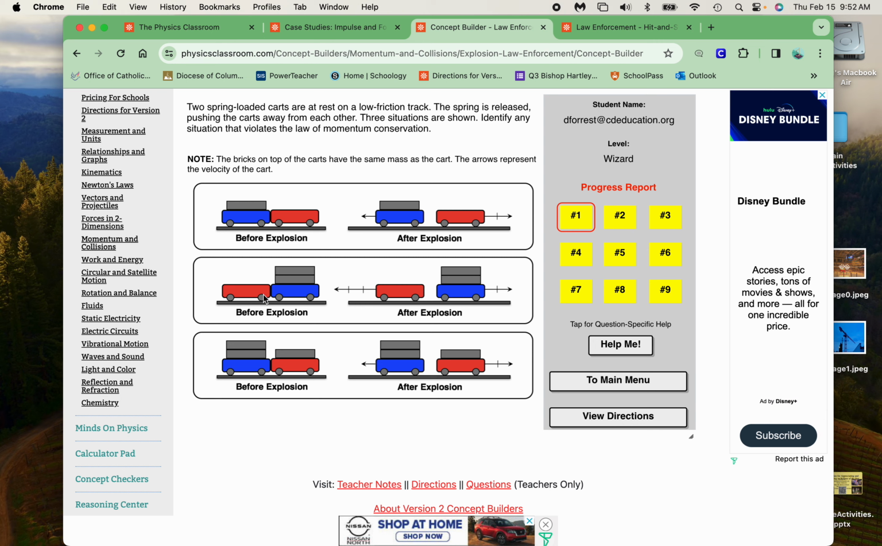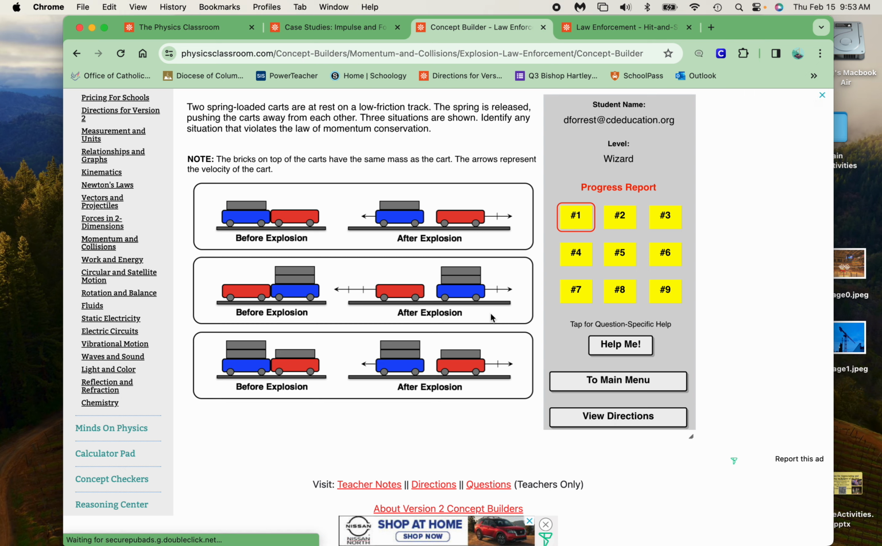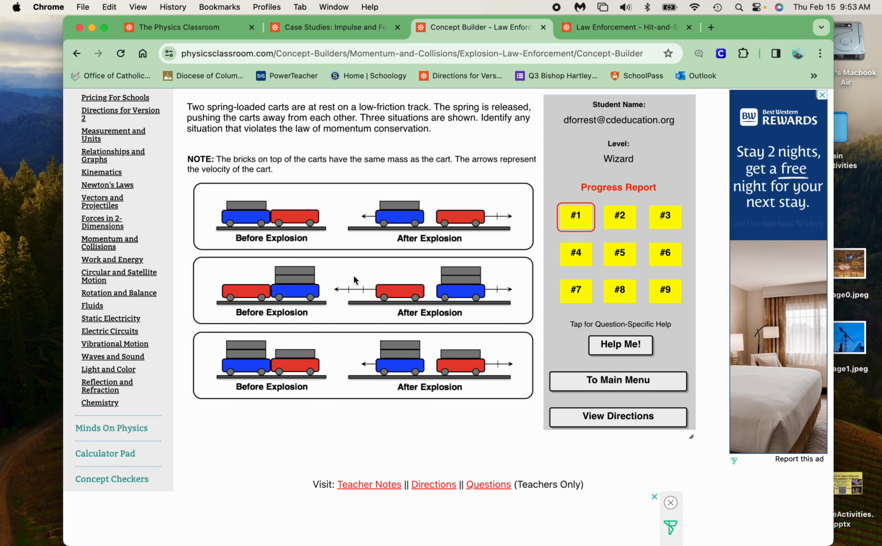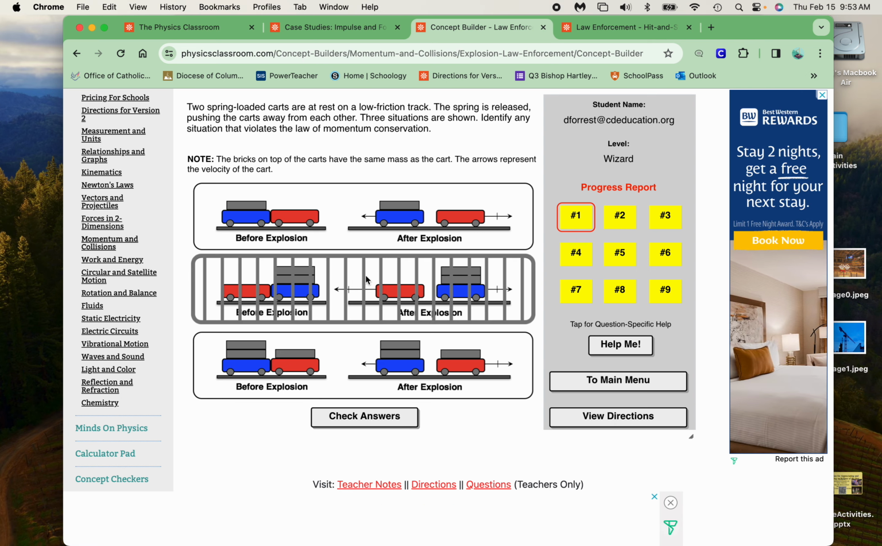In this case, this has 1 mass and this is 3 units of mass, so this should be moving 3 times as fast as this, and it's not. 1 mass times 3 units of velocity is 3 to the left. 3 units of mass times 2 of velocity is 6 to the right. So that is not allowed. So they are in jail, physics jail.